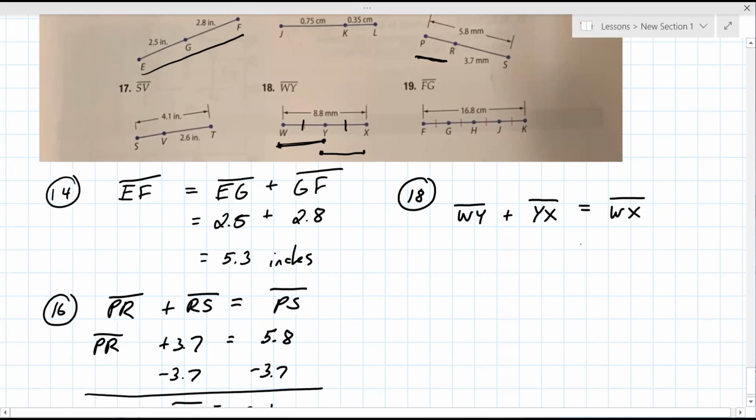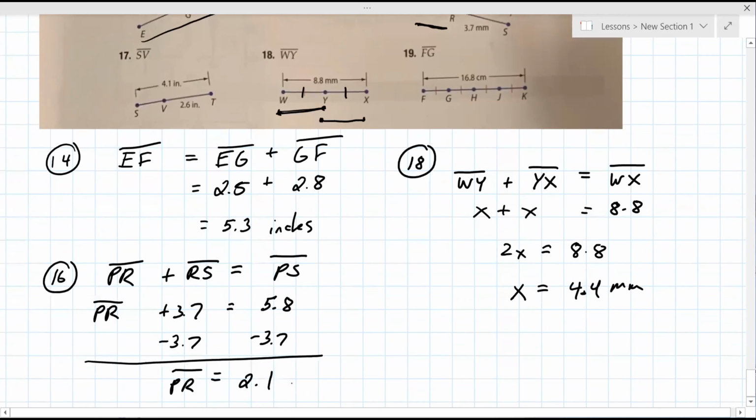So we know the total is 8.8. We don't know either of these, but we know that they're the same. So we can say X plus X, or 2X, equals 8.8. We know that X, when you divide by 2, is 4.4 millimeters. I don't know if I put units in this last one, PR. I did not. Looks like it's millimeters.